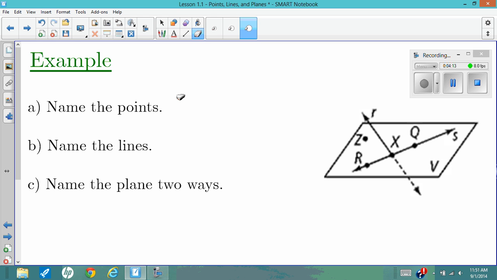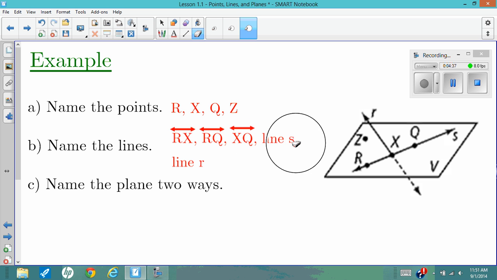Okay, so you should have paused the video, tried these, and now you should check your answer. So all the points that are in this figure are R, X, Q, and Z. Little s and little r label the 2 lines, and V is just a label for the plane. It's not a point. Notice there's no point near it.